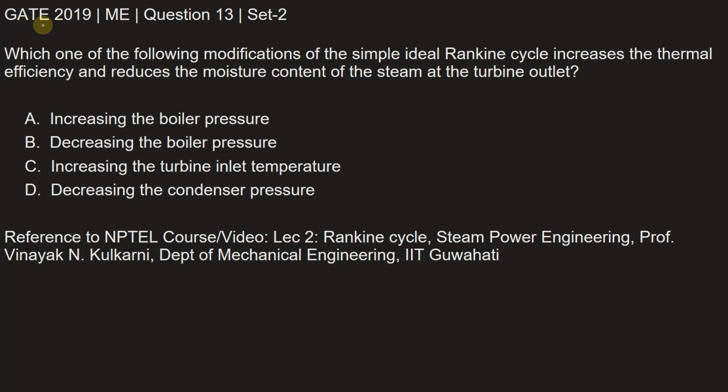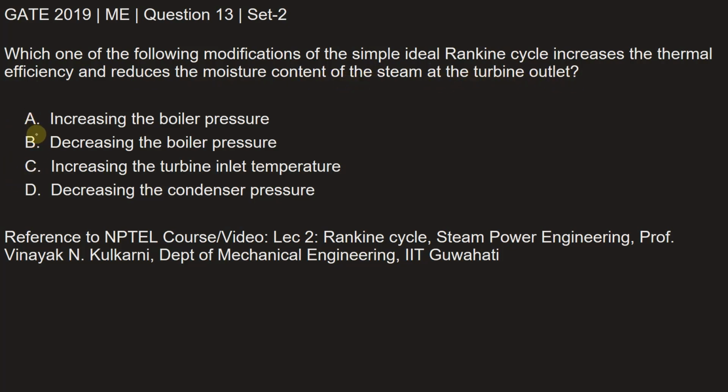This question is from GATE Mechanical Engineering of 2019. This is question number 13 of set 2. The question is, which one of the following modifications of the simple ideal Rankine cycle increases the thermal efficiency and reduces the moisture content at the turbine outlet?